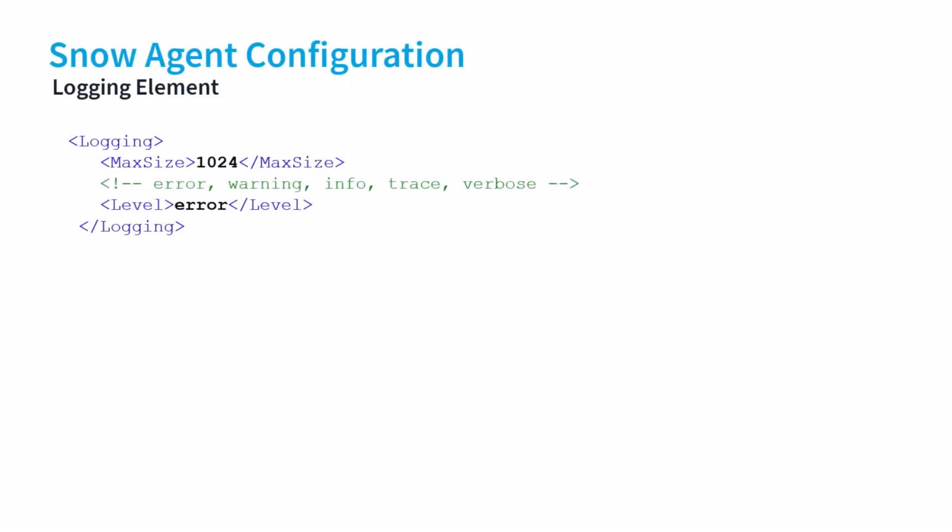The logging element tells the agent what to log and how large the log files are allowed to become before a new file is created and older log files are deleted. The max size is specified in kilobytes. Log levels range from error, where only error messages are logged, to verbose, where the agent is writing more or less everything it does throughout the day. I recommend that you use the log level error for everyday use and raise the log level to verbose when troubleshooting an agent installation.